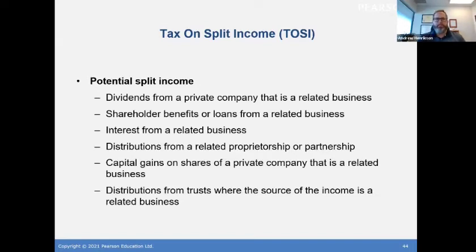So what are we talking about for the income that we would split? Well, this could be dividends from a private company, shareholder benefits or loans from a business, interest, distributions from a related proprietorship, capital gains, all of this kind of stuff. So basically income coming from a business that you're trying to split to save tax.